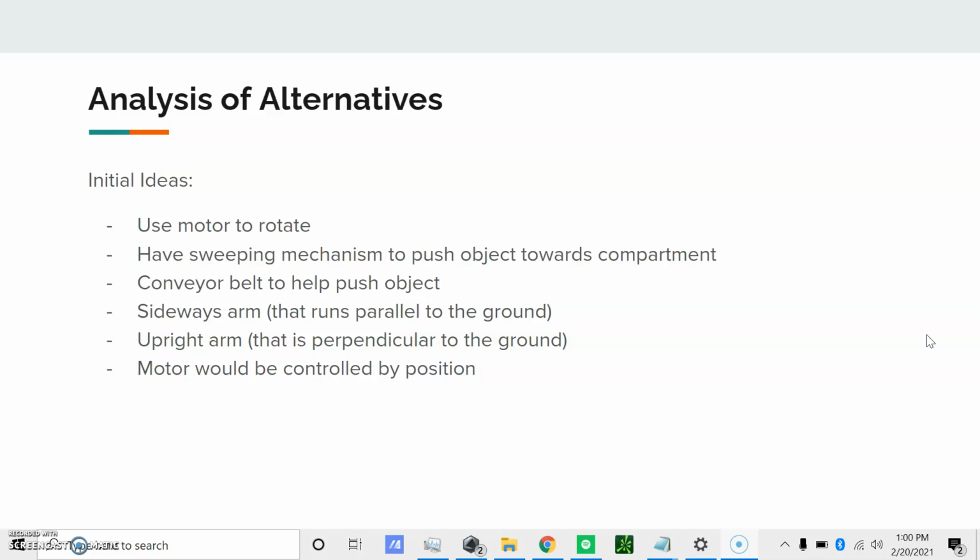When designing the project, there were several alternatives that we went through, one of which was using a motor to rotate a belt of some sort, or to have a sweeping mechanism push objects towards the compartment, to have a conveyor belt again to push the object, to have a sideways arm that runs parallel to the ground, an upright arm that is perpendicular to the ground, or a motor that would be purely controlled by position and not power. In the end, we decided to go with having a sweeping mechanism to push the objects towards the compartment that relied upon motor power, as well as position.